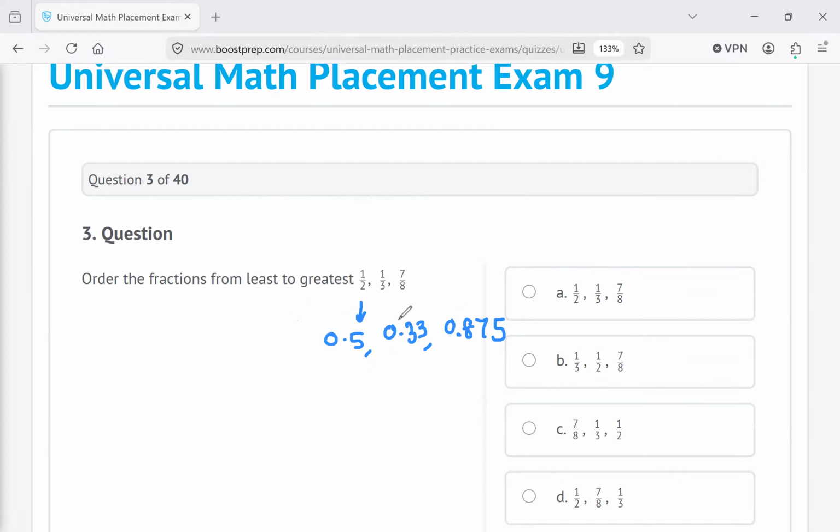So what you want to do is go from smallest to largest. My smallest looks like it's 0.33, so that's one third. And then one half. And then the largest is 0.875, so that would be 7/8. Just like that. So it looks like it's letter B, right? One third, one half, 7/8. There you go.